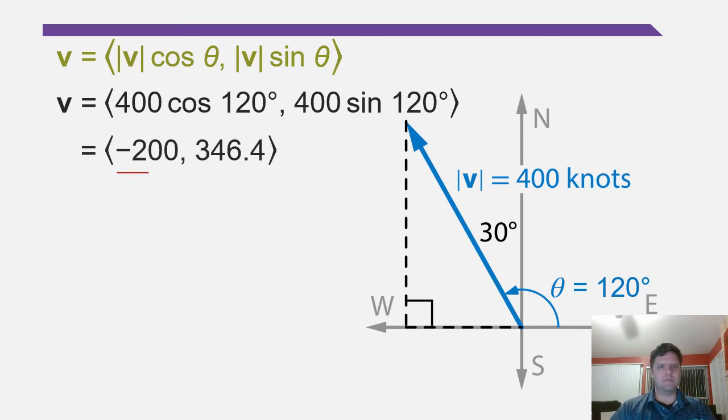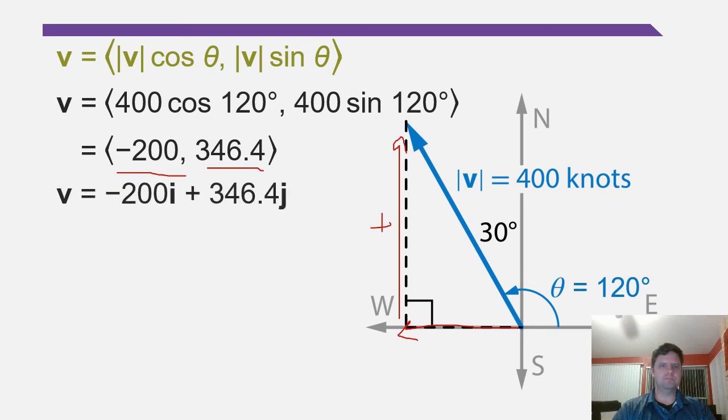Again, we can look to see if these numbers seem reasonable. Does it look like we're going 200 in the negative direction and about 346 in the positive direction for y? Yeah, that looks like a reasonable sort of number. We can also rewrite that then as negative 200i plus 346.4j.